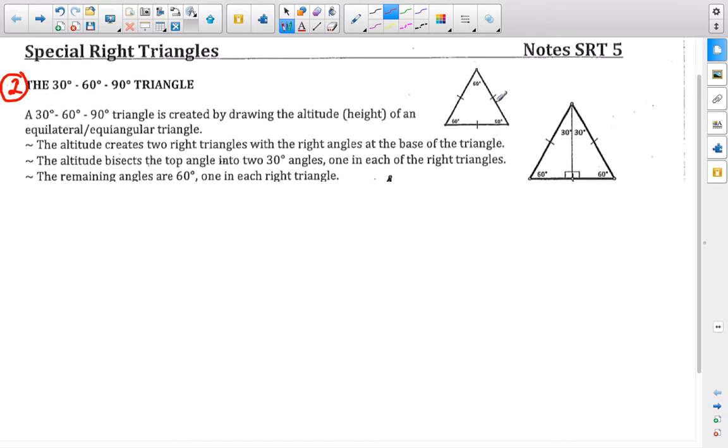Here's the altitude drawn on this triangle from one of the vertices perpendicular to the opposite side. What this does is it takes that equilateral triangle and divides one of the angles into equal parts. So instead of 60, we've got 30 and 30. Also, the altitude means that it is going to be perpendicular to the side that it is drawn. So we have this nice right triangle over here, and it has a 30-degree angle, a 60-degree angle, and a 90-degree angle. So this is the triangle that we're going to talk about today. Okay, the 30, 60, 90.